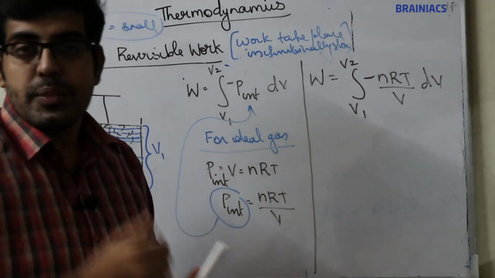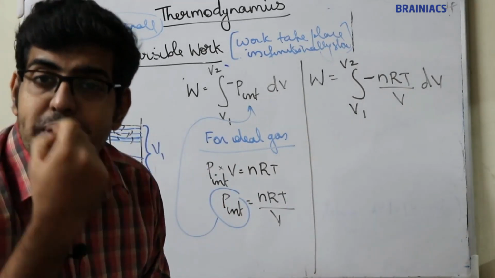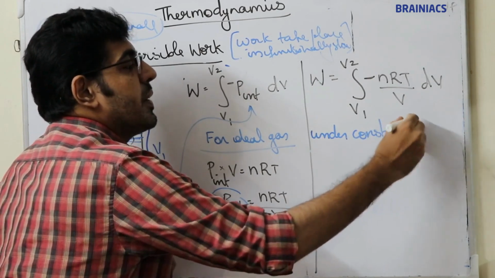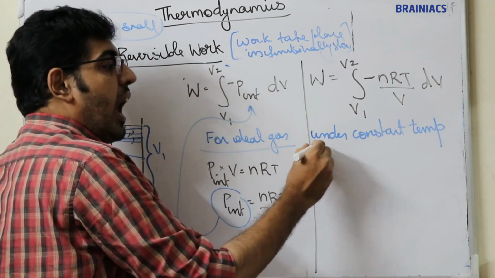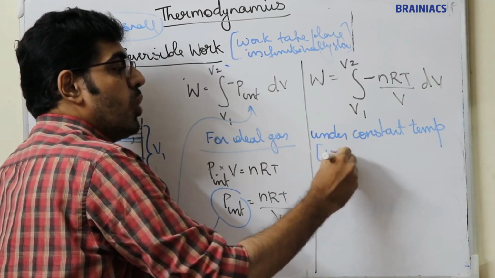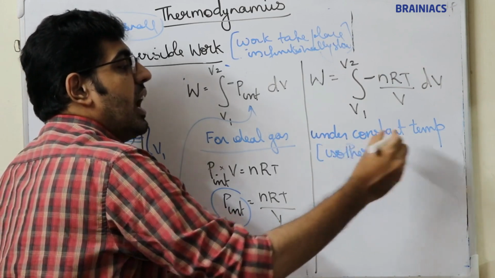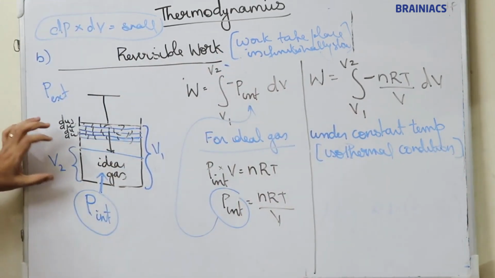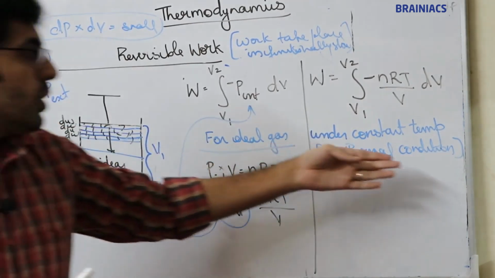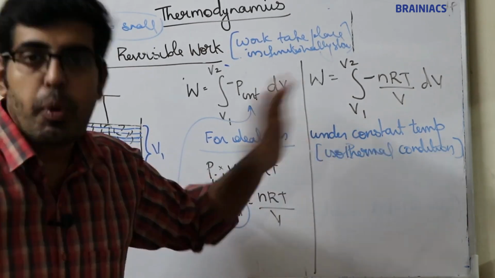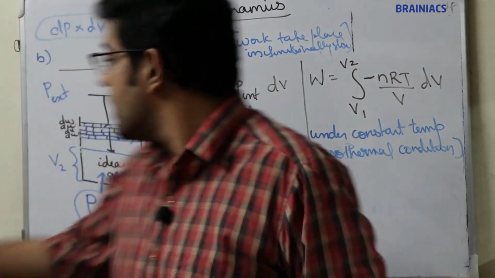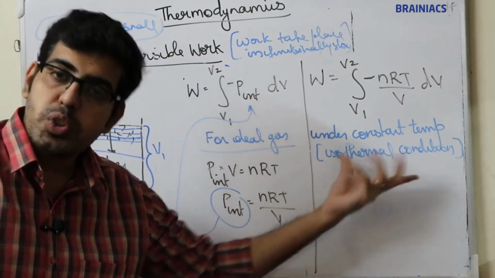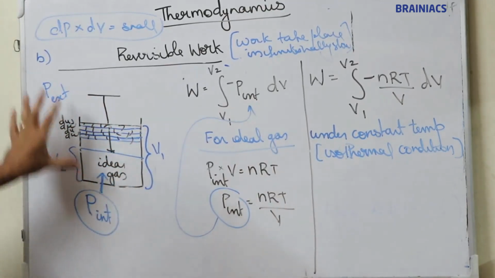Now, if we are conducting this process under constant temperature, that is isothermal condition, then the process which takes place at constant temperature is known as an isothermal process. So we are doing this work under constant temperature, and under constant temperature this work is known as isothermal work.